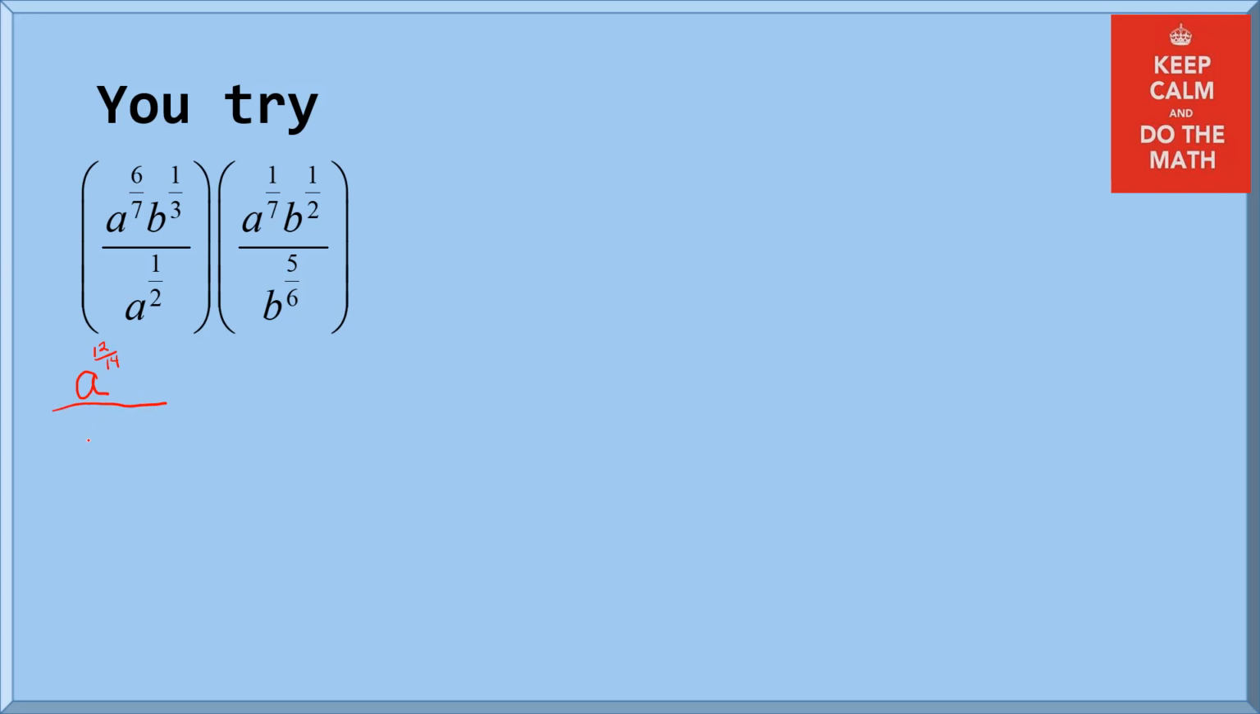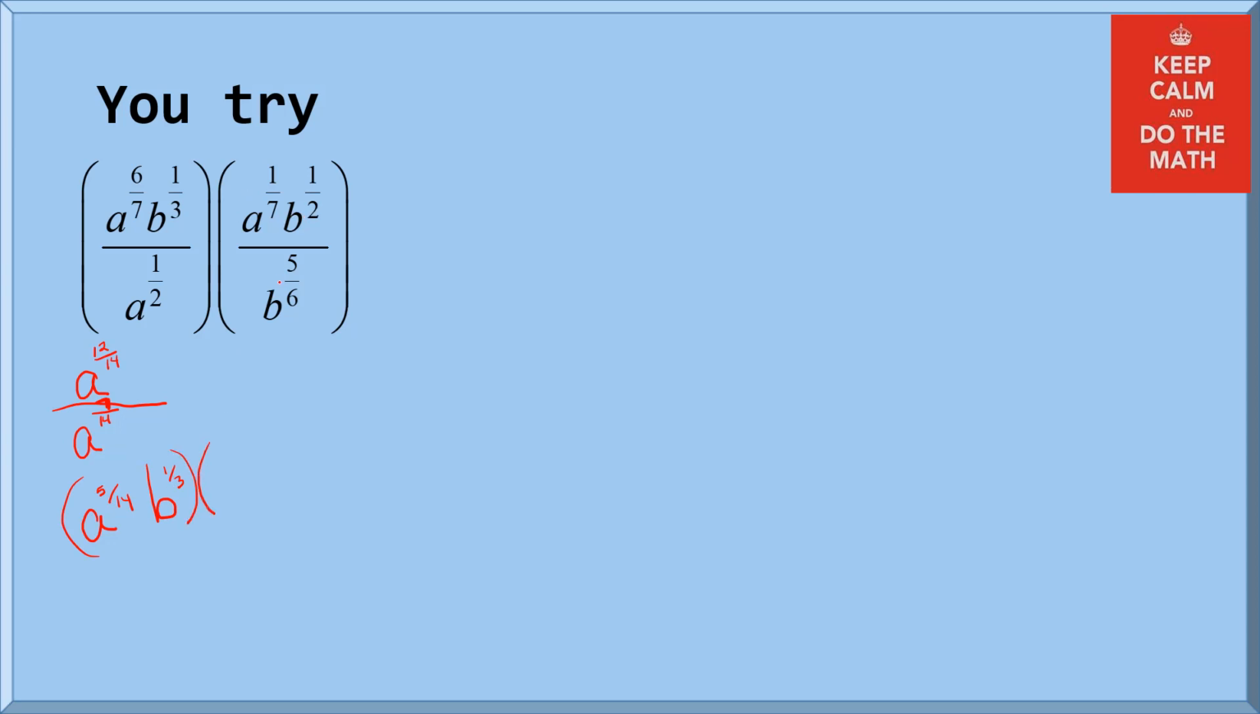And on the bottom I have a to the 1/2. If I make the denominator 14, that's 2 times 7, and 7 times the numerator 1 is 7/14. A little bit hard to see that that's a 7. So 12/14 minus 7/14 gives me a to the 5/14. And the b to the 1/3 I haven't dealt with yet, so it's still in the problem.